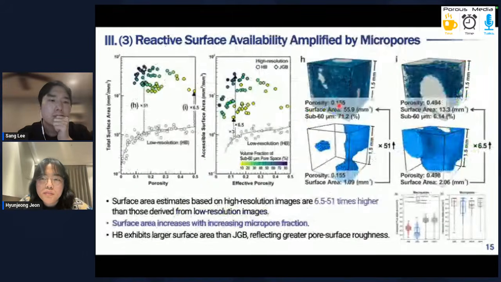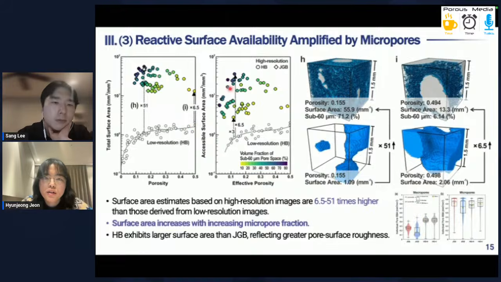And the impact of these micropores is equally evident in our surface area results. As shown in the plots at the low resolution, the surface area increases with porosity. However, this correlation disappears in the high resolution data. And the surface area captured at the high resolution is between 6.5 times and 51 times higher than the low resolution estimates, despite having nearly identical porosity levels.